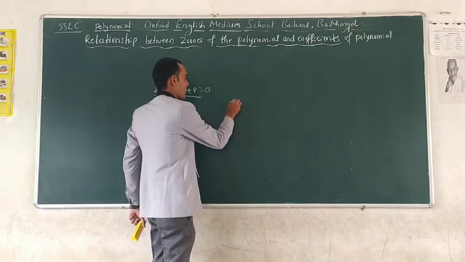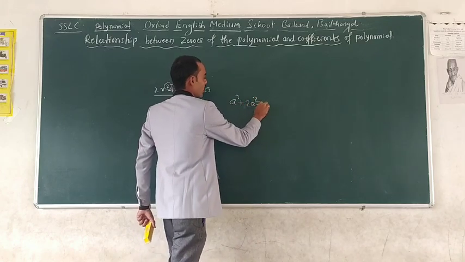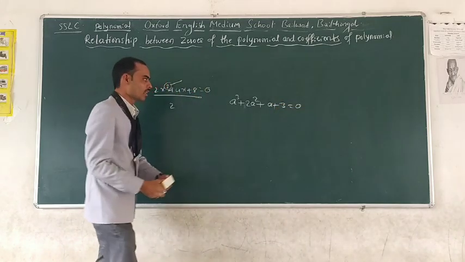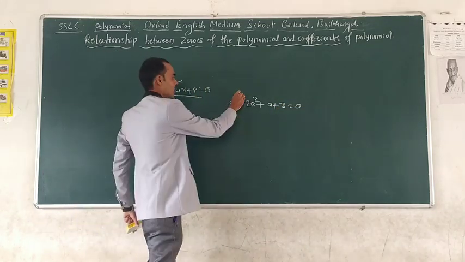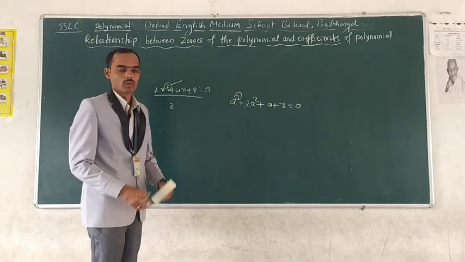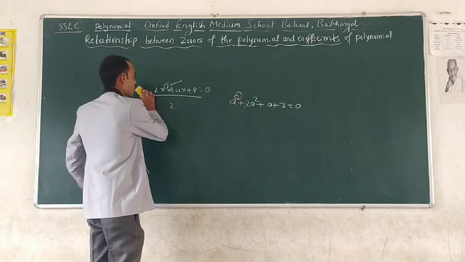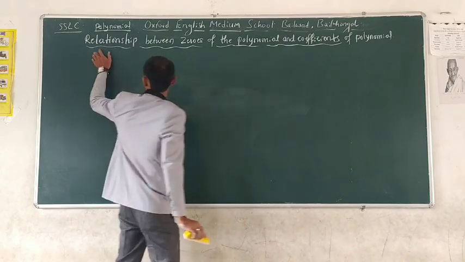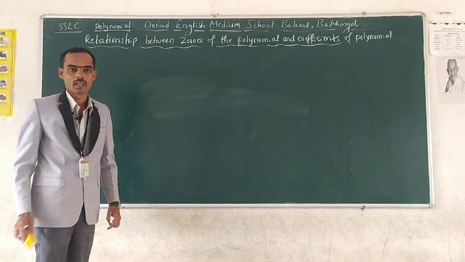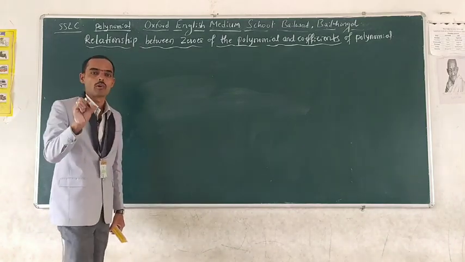Take another example, a cube plus 2a square plus a plus 3 is equal to 0. The degree is 3. Therefore, there are 3 zeros of the polynomial. So, the degree is equal to the number of zeros, the number of solutions. So, what is the meaning of this concept, the relationship between zeros of the polynomial and coefficients of the polynomial? Most probably in the examinations, they will ask only quadratic polynomials.